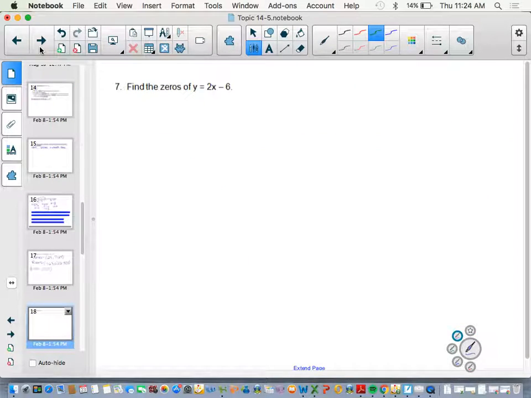Now, we're going to find the zeros of this equation. So what do you think you're going to put in y1? 2x squared minus x minus 6. And what do you think you're going to put in y2? 0. Okay, go ahead and do that. Graph.